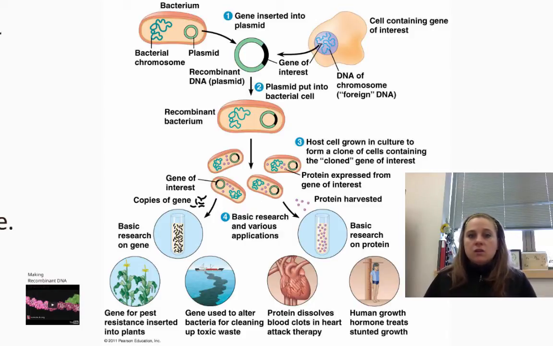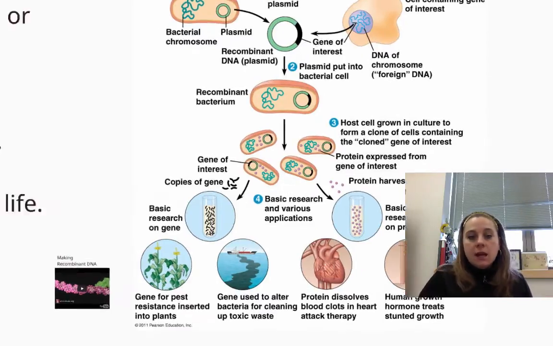Proteins that can go in and dissolve blood clots to help keep our pipes clean, right? And things like human growth hormone. There's also insulin. I mean, it goes on and on. All right, so the idea of making recombinant DNA, that's what it does.